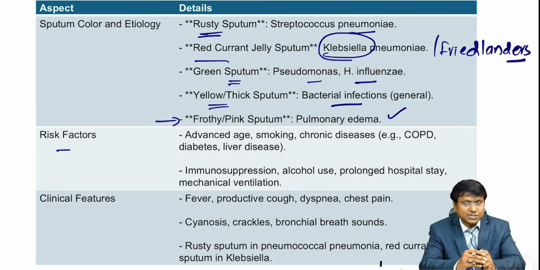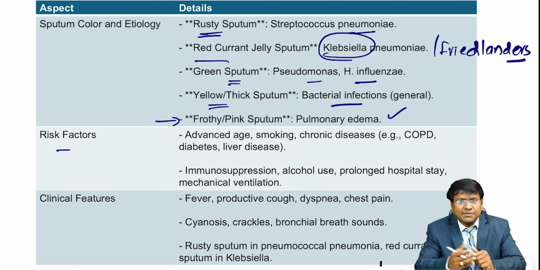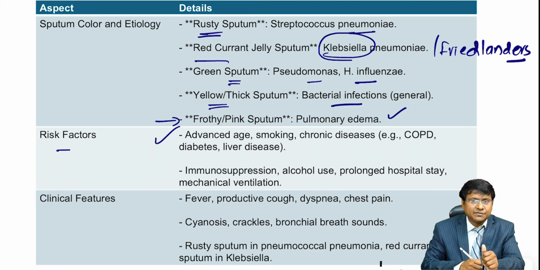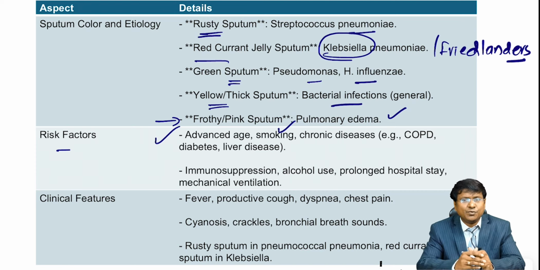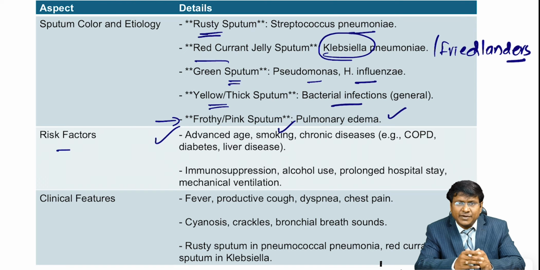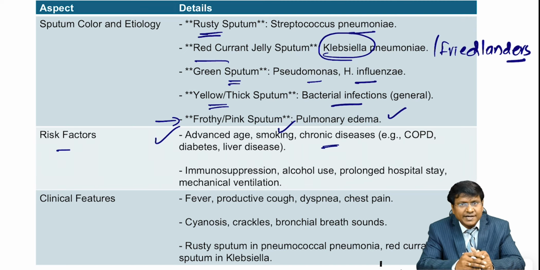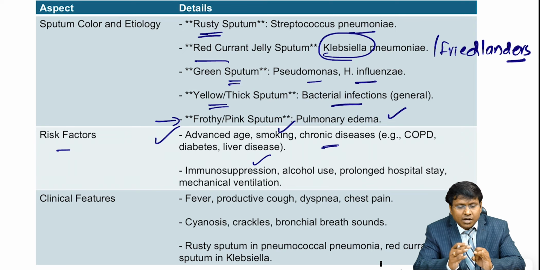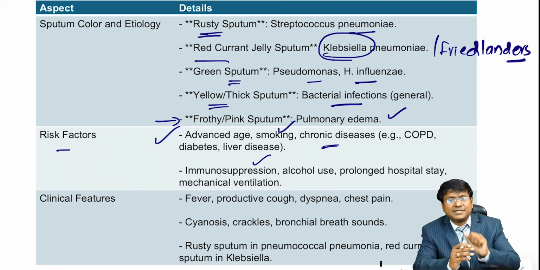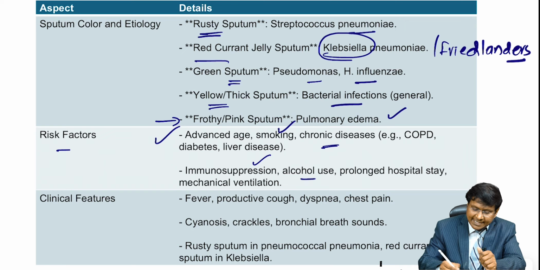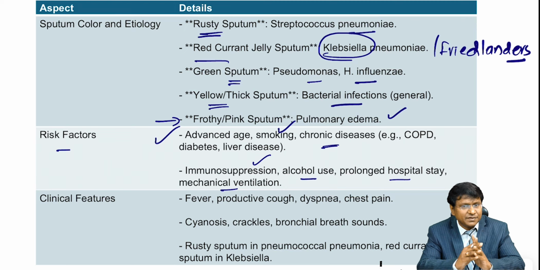Then coming to the risk factors. The risk factors that contribute to the development of pneumonia are mainly the immunocompromised status, that is the advanced age of the individual, smoking, because smoking will reduce the ciliary motility within the airway and thereby the individual is more prone to infectious organisms. Then chronic diseases, followed by immunosuppression when the individual has HIV or is immunocompromised because of the intake of steroids, alcohol use, prolonged hospital stay, and mechanical ventilation. These are all the risk factors for the development of pneumonia.